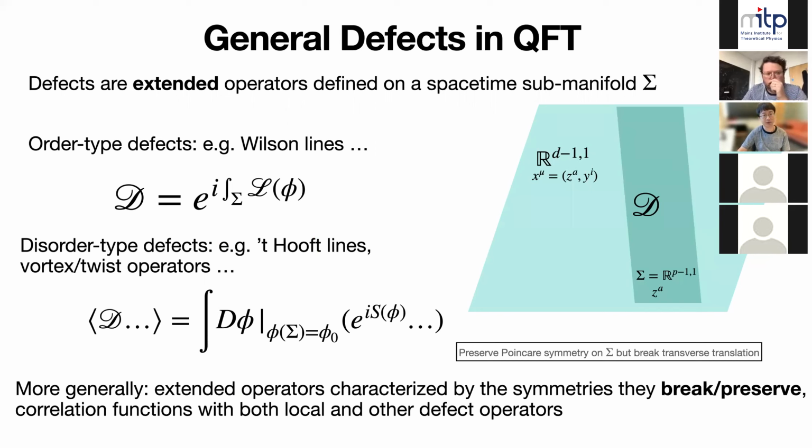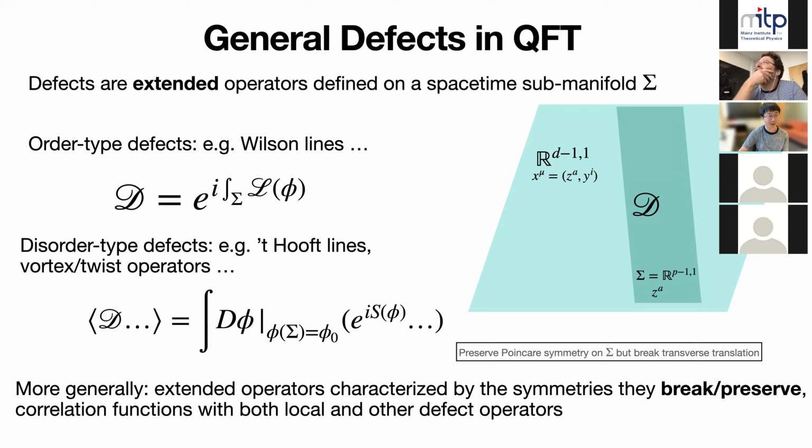This includes the familiar Wilson lines, and they often take the form of the following exponentiated integral, where the exponent is some local integral of some functional that is built out of the bulk quantum fields, which I denote collectively by phi here. In the case when phi is the gauge field, the gauge invariant exponentiated integral defines the Wilson line. More generally, the disorder type defects, for example 't Hooft lines and also vortex twist operators, which are codimension 2 defects, can be defined by imposing a boundary condition for the quantum field in your path integral along the defect locus, which I'll denote by sigma.